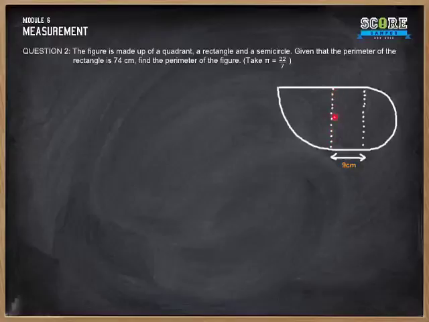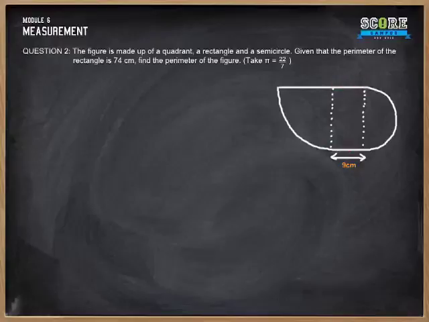Do you see that? This length is the radius of the quadrant, and the length of the rectangle is also the diameter of the semicircle. Okay, now let's find how we would calculate the length of the rectangle. You realize that the perimeter given to you is 74, right? This is 9 cm, which means this is 9 cm, but there's another way to do it.